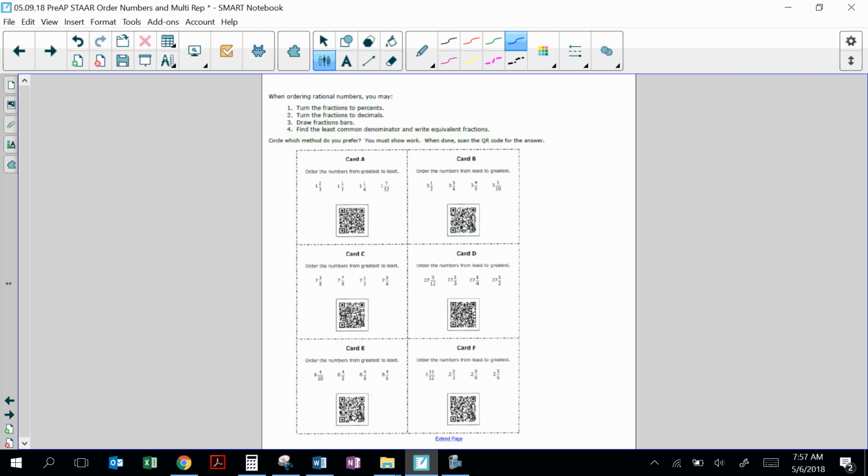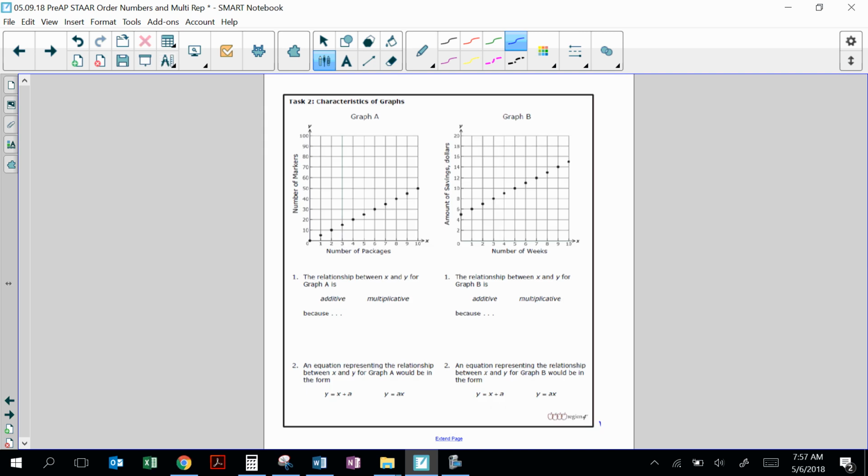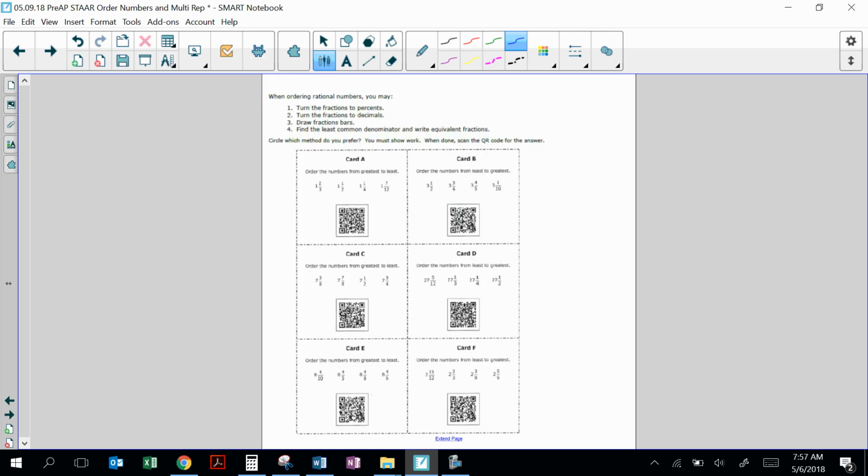So what you're going to do for the rest of the class is you are going to be ordering rational numbers. You are going to be doing multiple representation using independent and dependent and writing an equation from it in the form of y equals. And you are going to talk about points and so on. So first part is how do you order rational numbers? If I give you a list of fractions and decimals and put them in order, what are you going to do? So many ways to do it.